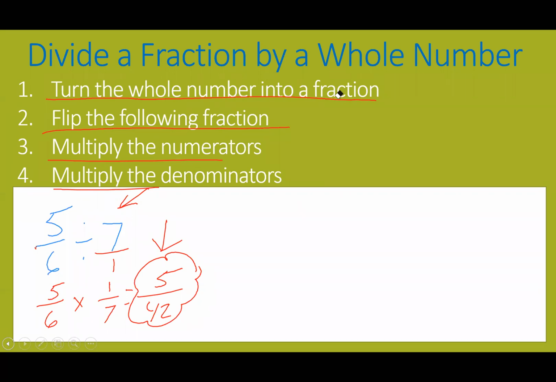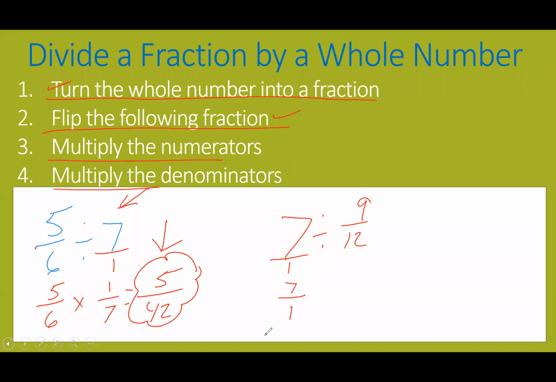Okay, let's go back. This is 7 divided by 9/12. Let me go slower. I think I rushed and made a mistake. Step 1, turn that whole number into a fraction. Okay, it's going to be 7 over 1. Now flip the following fraction. That stays. I did it again. Miss Allison, how could you? How could you do it again?